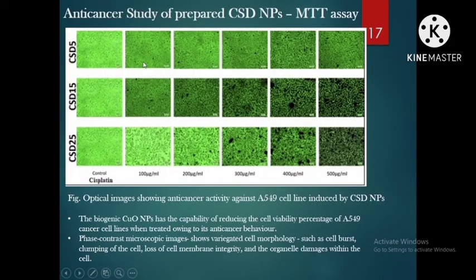Moving to the anti-cancer study of the prepared copper oxide nanoparticles, these are the phase contrast images of the anti-cancer studies. Anti-cancer studies were carried out by employing MTT assay. In all these images, cisplatin was used as a positive control. You can observe here that with the increase in the concentration of copper oxide nanoparticles, the cell viability percentage was decreasing. All these images show variegated cell morphology such as cell bursting, clumping of cells, loss of cell membrane integrity and organelle damage within the cell.